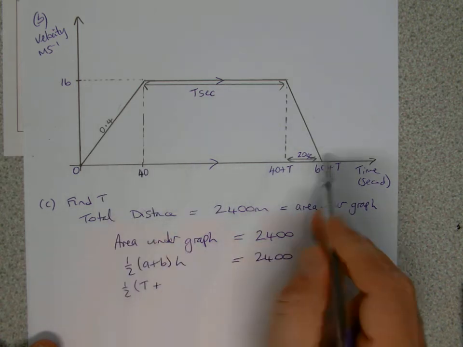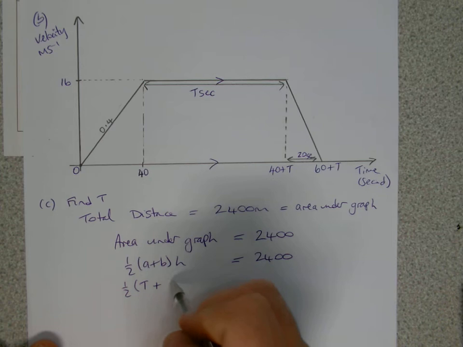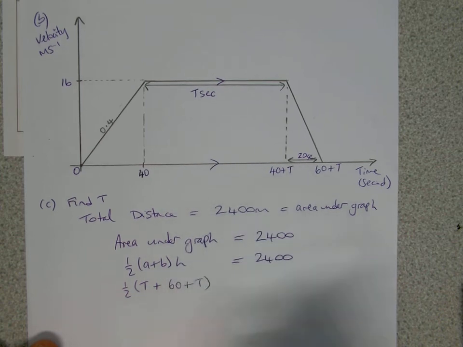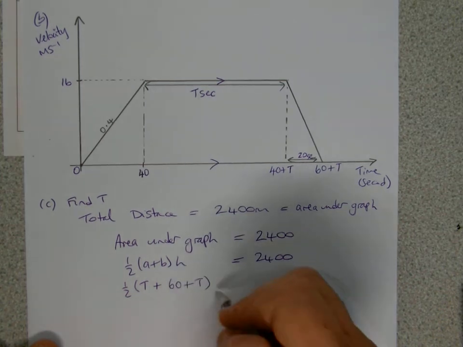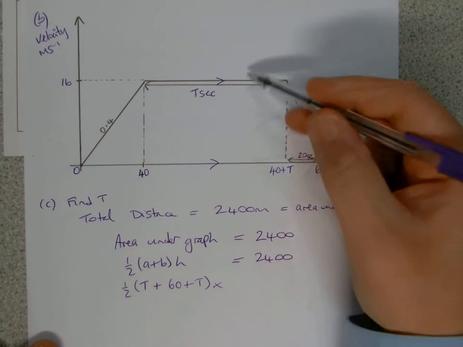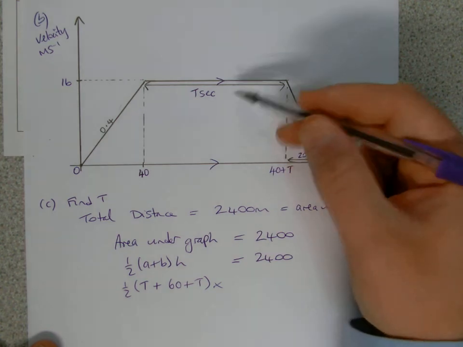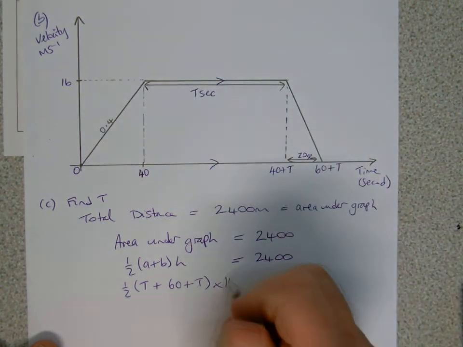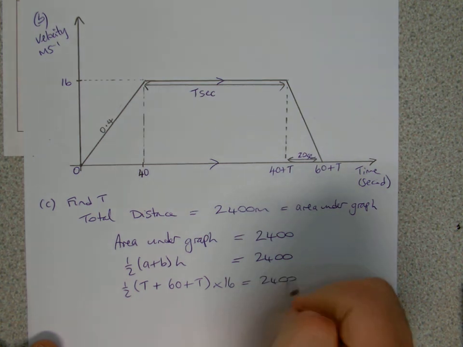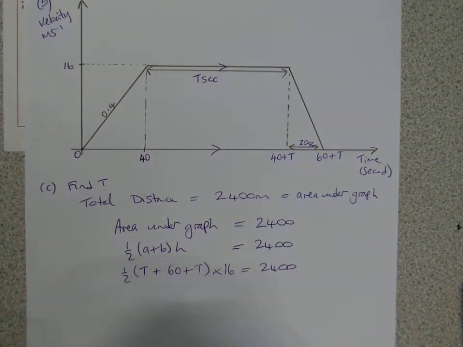So that side there is 60 plus t, so that's what my B is, so put 60 plus t in here, okay? And then times it by the h, the height between the two parallel sides, of course we know that's 16, don't we? Get that measure there. It's 2,400. So we've just got a bit of maths now. In a way, we're working backwards on it because we've got the area already, we've got the answer already. We're working backwards to get t.